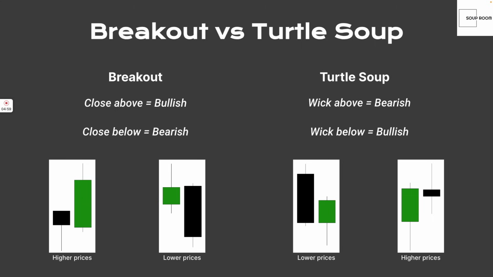So the breakout versus the Turtle Soup. I touched base on this earlier in the video. As we know, a breakout is a close above or a close below. So a close above a candle's high is bullish, and a close below a candle's low is bearish. Now, a wick below a low is bullish. This is a turtle soup. And a wick above a candle's high is bearish. That is the turtle soup.